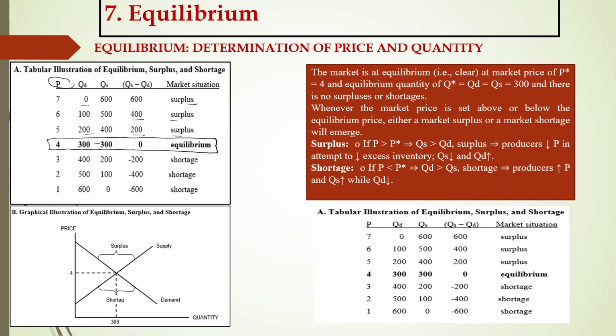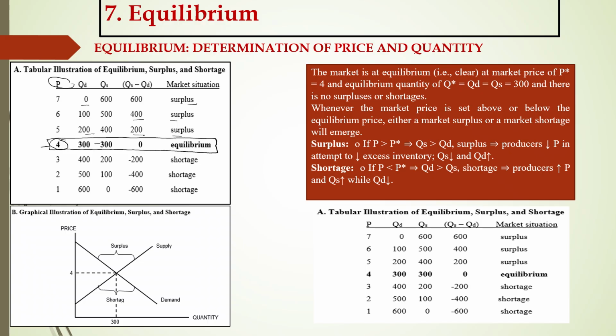So what is the price? What is the price at which the quantity demanded and the quantity supplied are equal? The price at which the quantity demanded and the quantity supplied are equal is 4. This is the 4. So this 4 is my equilibrium price.